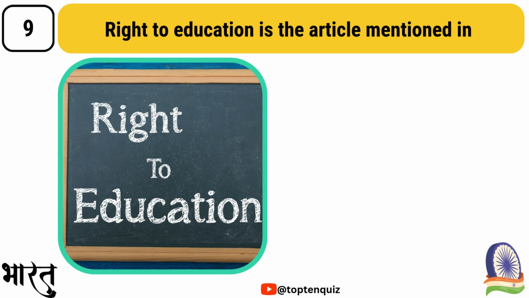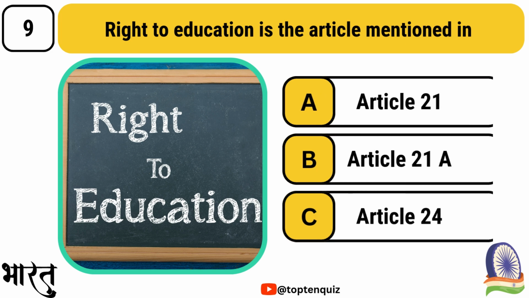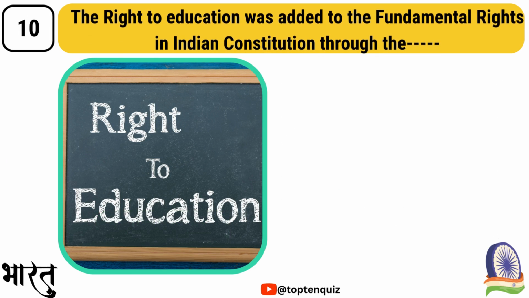Right to education is the article mentioned in option A Article 21, option B Article 21A, option C Article 24. The answer is Article 21A.